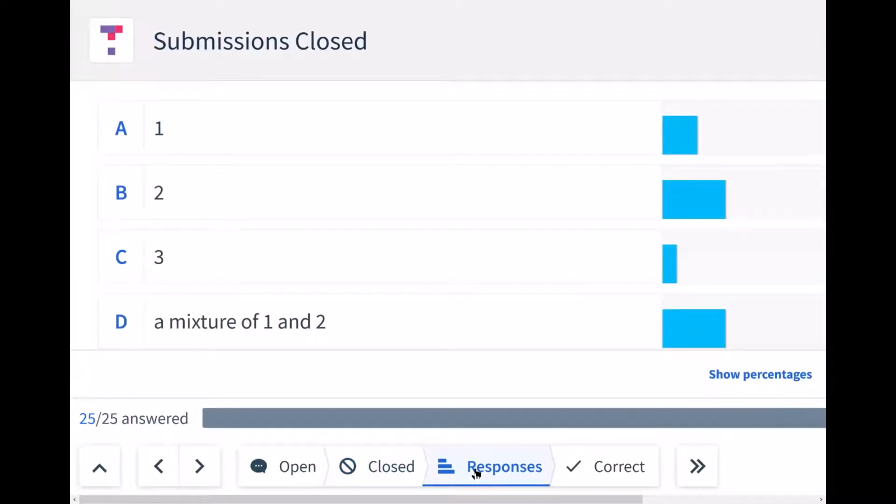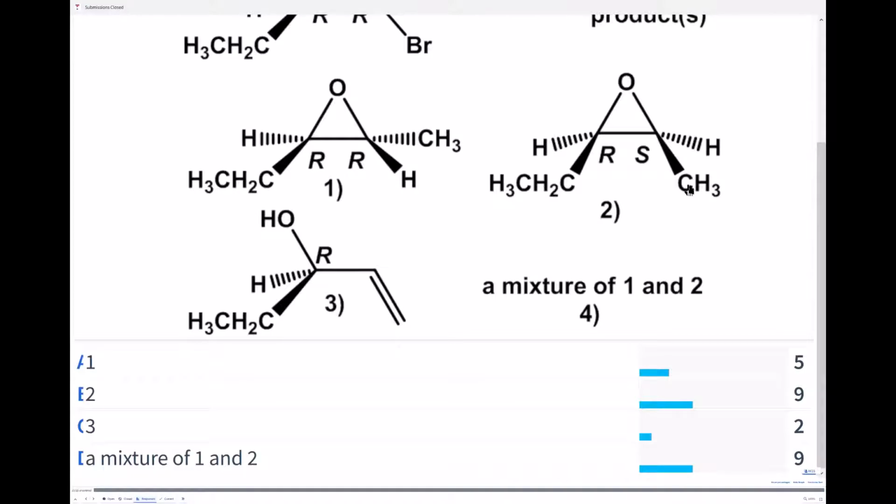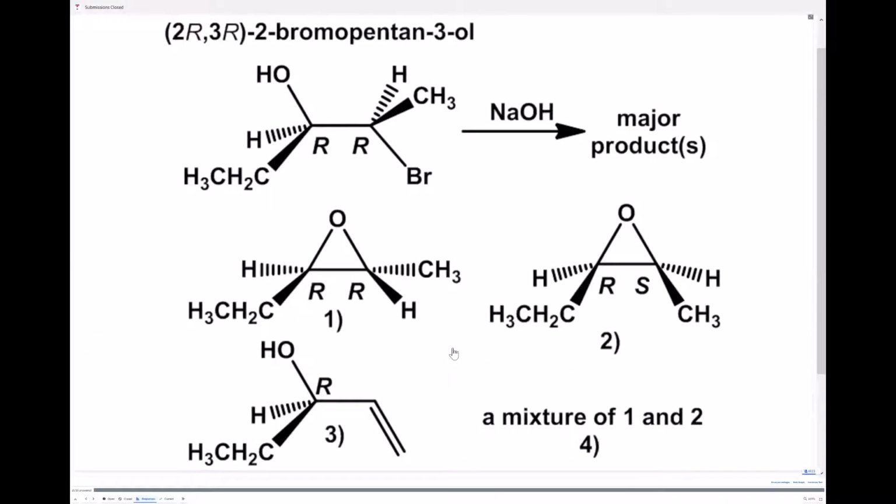Okay, so I can't see what you guys voted for. Okay. So kind of mixed results. Some votes for one, a lot of votes for two, almost no votes for three, and a lot of votes for a mixture of one and two. Okay, so let's figure this out.